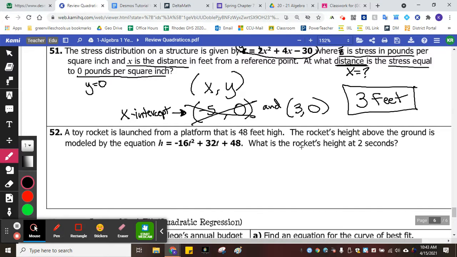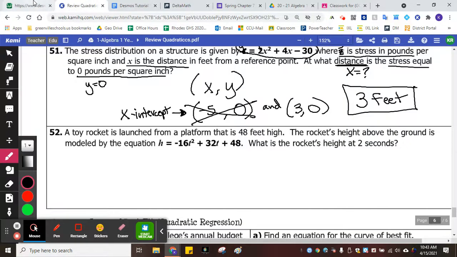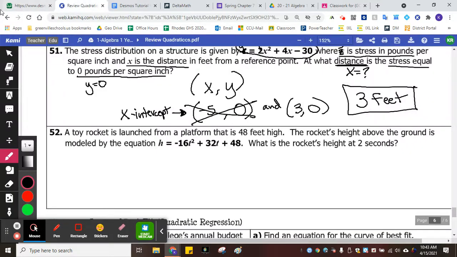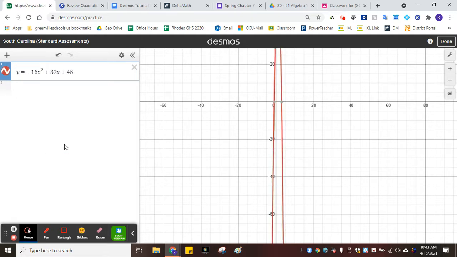So the biggest thing you have to know about these questions is you can't plug t into Desmos, because you have to put x in, because this is x and y. If I put t in, it's nothing. You won't get a graph. So you have to put the x. -16x squared plus 32x plus 48. x and y is what you have to put.